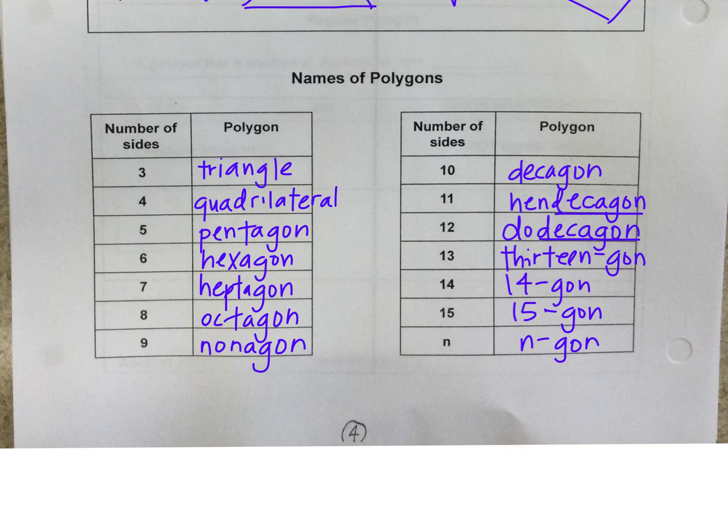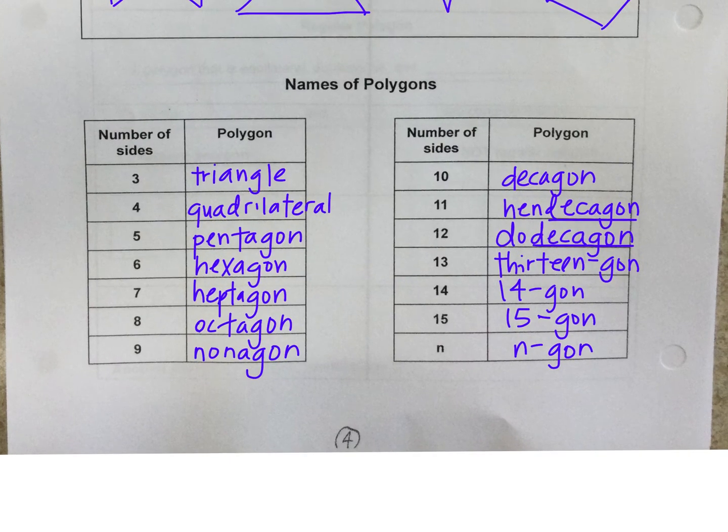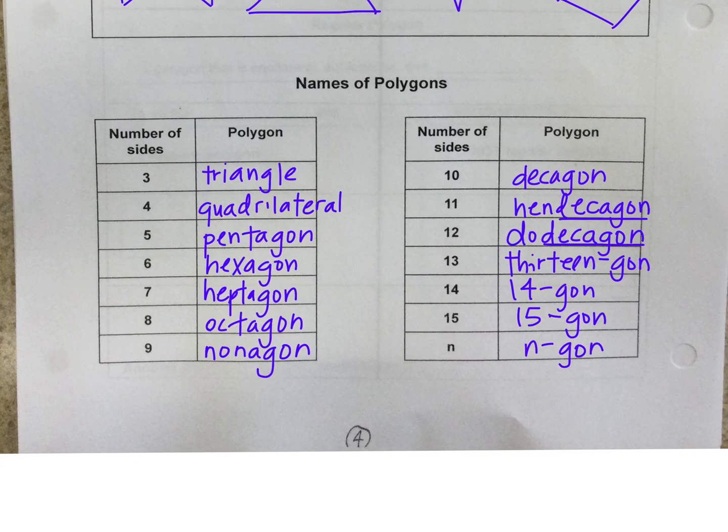And I think it's interesting that we have to start with a 3. Why do you think we have to start with a 3? Why can't we start with 1 or 2? Well, if it's 1, I have a line. And if it's 2, I have an angle. I can't form a polygon until I have 3 sides. So polygons start with triangles.